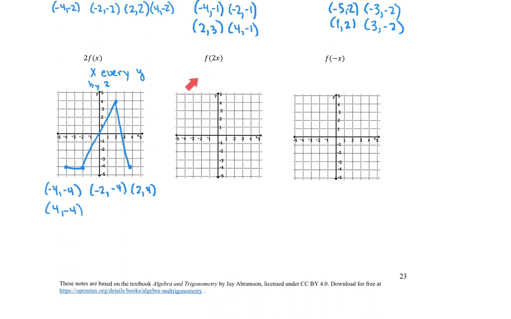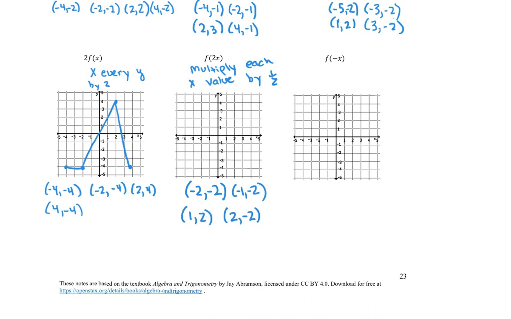Once again, we are doing a horizontal compression, which means we have to multiply each x value by 1/2. Once again, let's take our key points and multiply each x value by 1/2. Our points will look like this, and let's go ahead and plot these. And we'll have our graph.